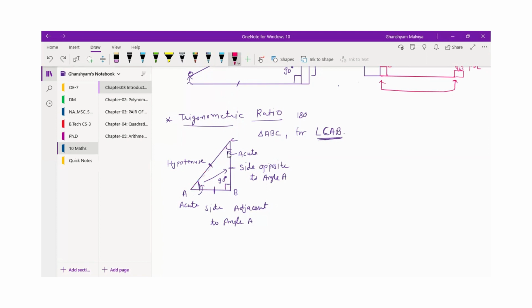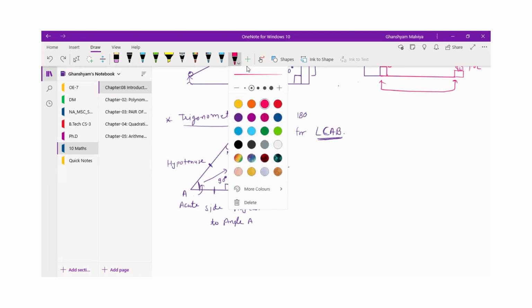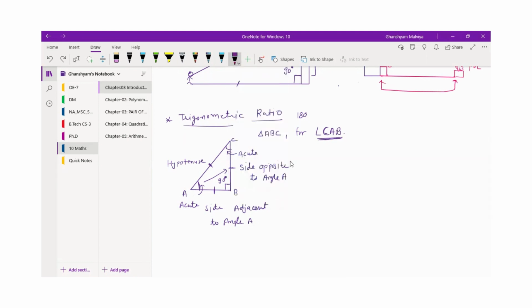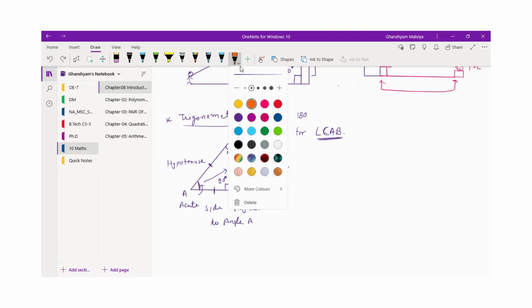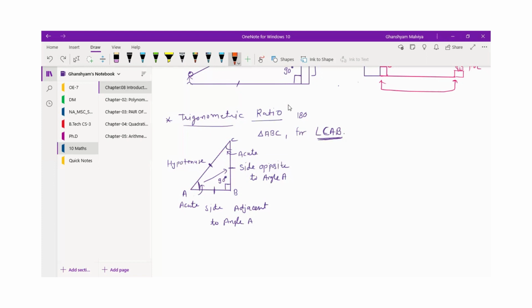Then you can find some trigonometric ratios which are very popular. The trigonometric ratios we are going to discuss here are very popular.